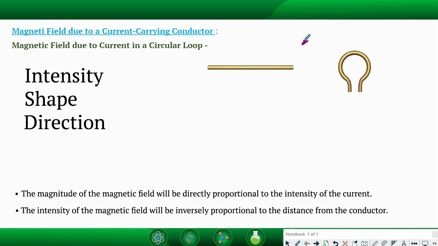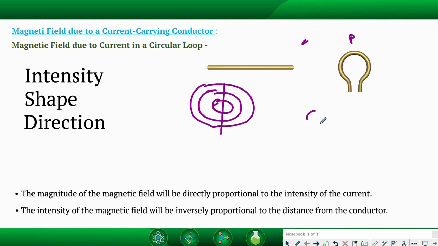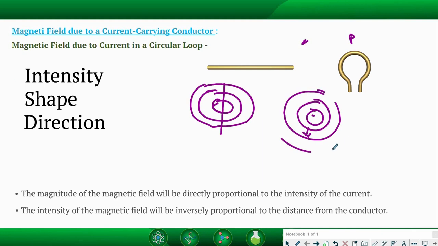Now about the shape of the magnetic field in this. Here, as we know, in a current carrying conductor, the magnetic field is concentric circles around it. Similarly will be the case if we take any particular point in the loop. The shape of the field due to that particular point, let's say P, will be concentric circles around that point. And as we move away from that point, the circles become larger and larger.